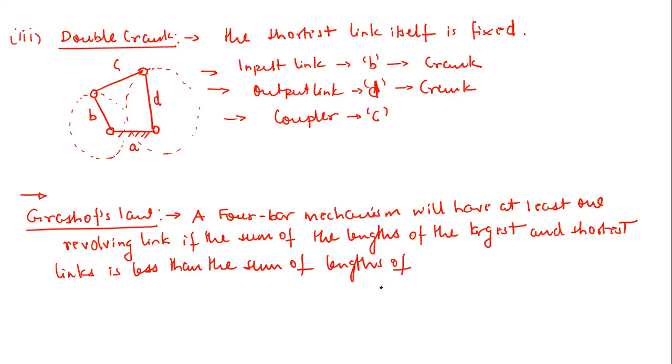It is almost similar to the definition of Grashoff kinematic chain. The only thing important to point out here is that in Grashoff law we add one more sentence: a 4-bar mechanism, now we are saying that it will be a mechanism, right? So a 4-bar mechanism will have at least one revolving link. So whatever link you are going to fix, in every case, at least one of the links will be revolving, right? So this is simply the Grashoff's law.